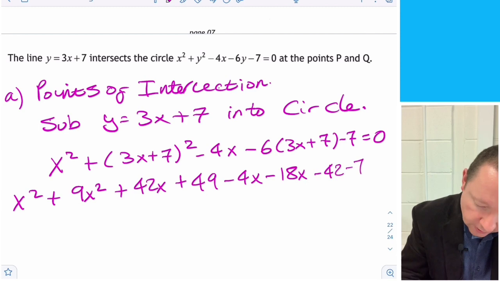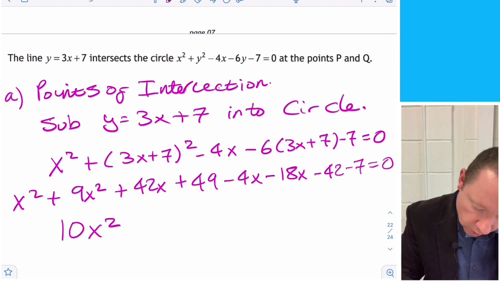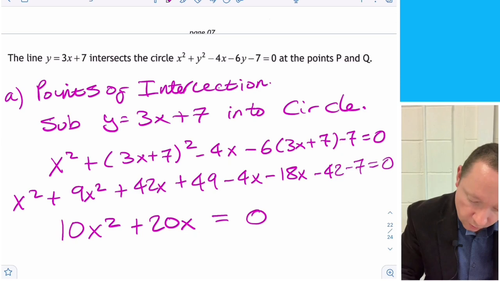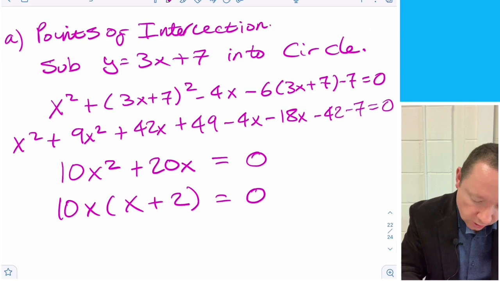So we've got in total 10x squareds. We've got 42 minus 18 minus 4, which is plus 20x. And then we've got 49 minus 42 minus 7, that's 0. So that equals 0. So we can factorize that nice and easy. 10x is a common factor, obviously. 10x(x plus 2) equals 0, so that gives me two solutions, x equals 0 or x equals minus 2.